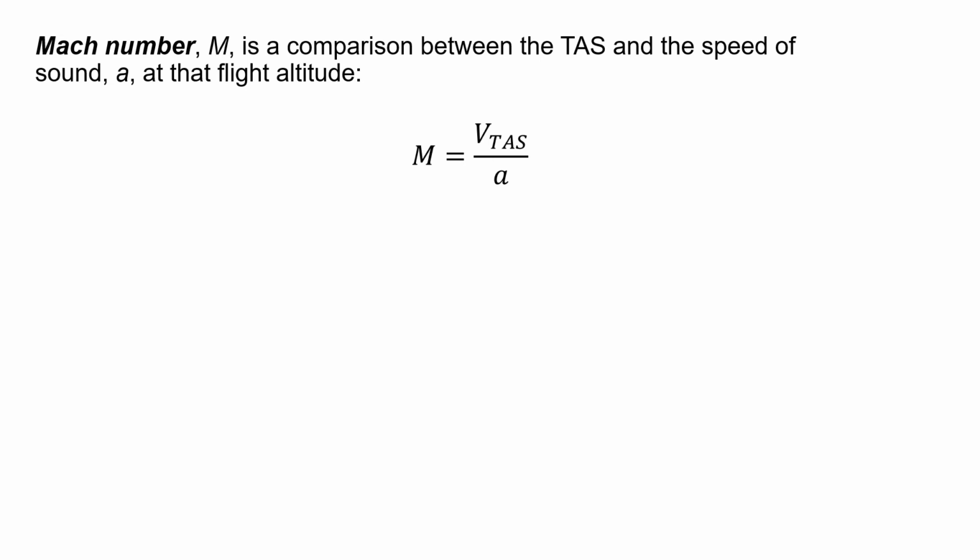In the aerodynamic module, we must get familiar with what Mach number is. Mach number is a comparison between the true airspeed and the speed of sound, a, at the flight altitude. So M, Mach number, equals VTAS divided by a. Remember, there is a condition: the a at that flight altitude. What does that indicate? It means the a changes at different altitudes.